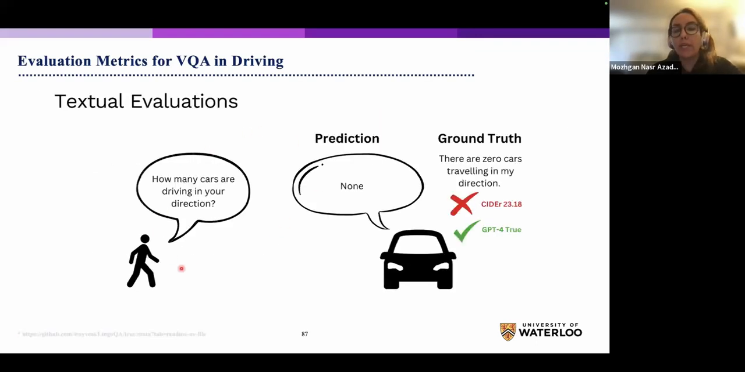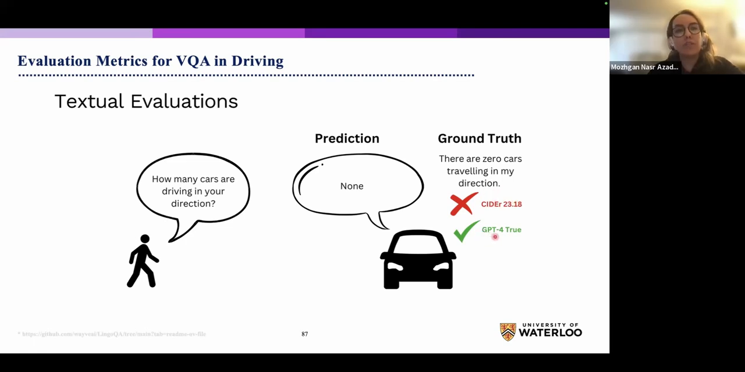Okay, let's talk about the problem here. What is the problem with exact word matching? The question is, how many cars are driving in your direction? If the model says none, an NLP-based or similarity-based metric, if the ground truth is there are 0 cars traveling in my direction, does not understand that the answer is actually correct, because the exact word-to-word matching is not a match. So it produces a lower number. A higher number would be more than, for example, 300 for this specific metric.